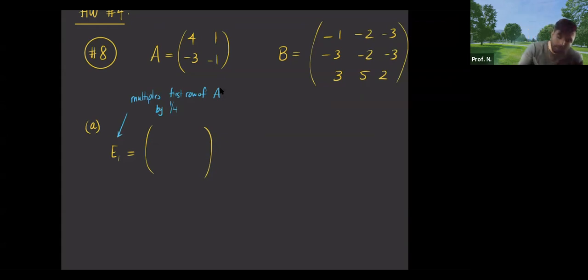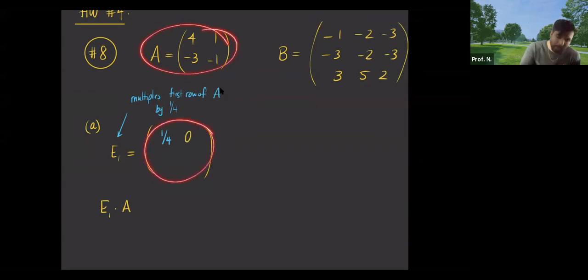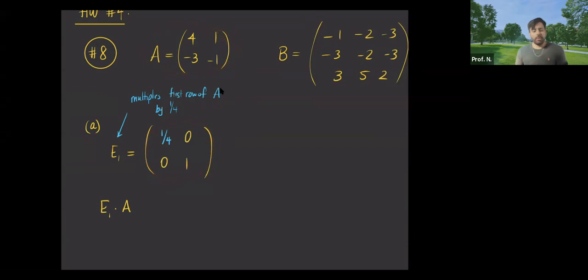Right. This should be a fourth, guys. This one here should be a fourth. If I multiply A by E1, E1 multiplied by A, then this elementary matrix is going to multiply the first row by a fourth. And then once we know this, we should also know immediately the inverse.